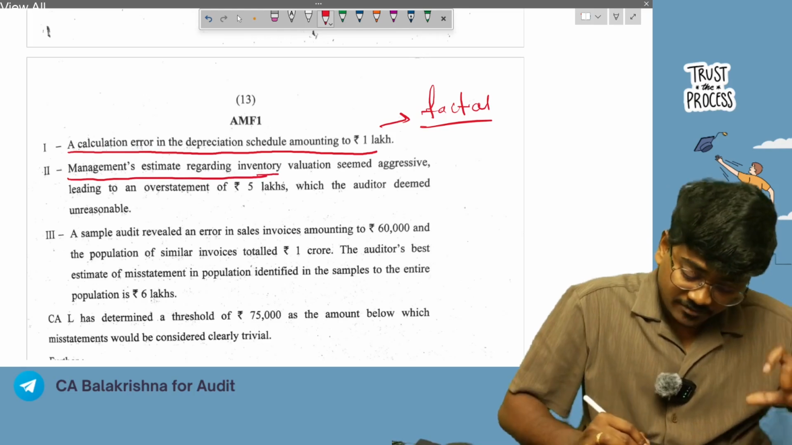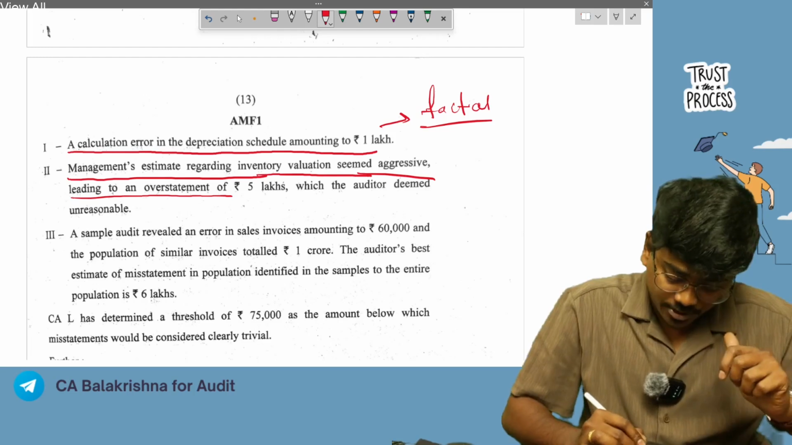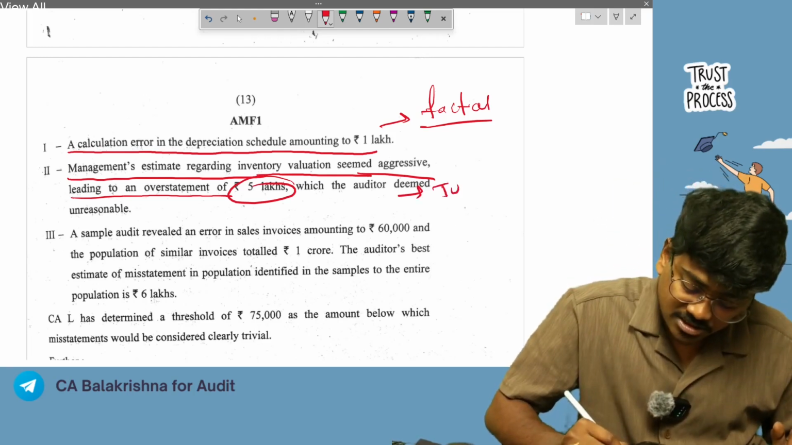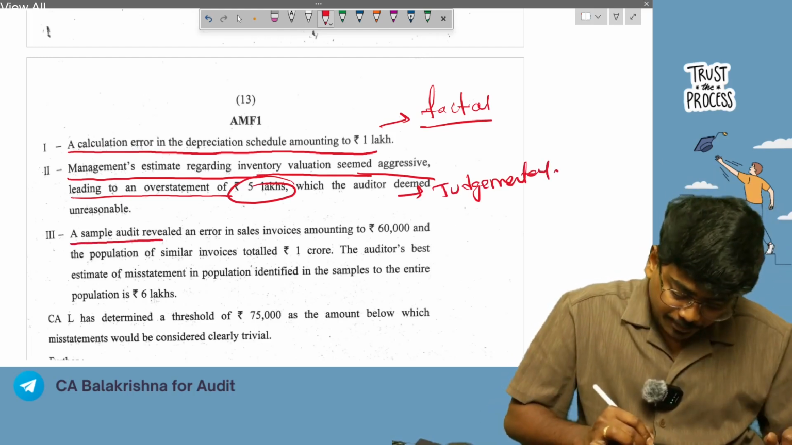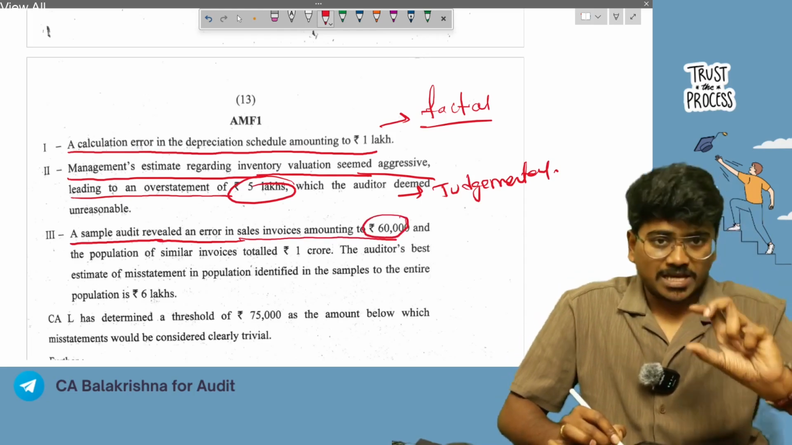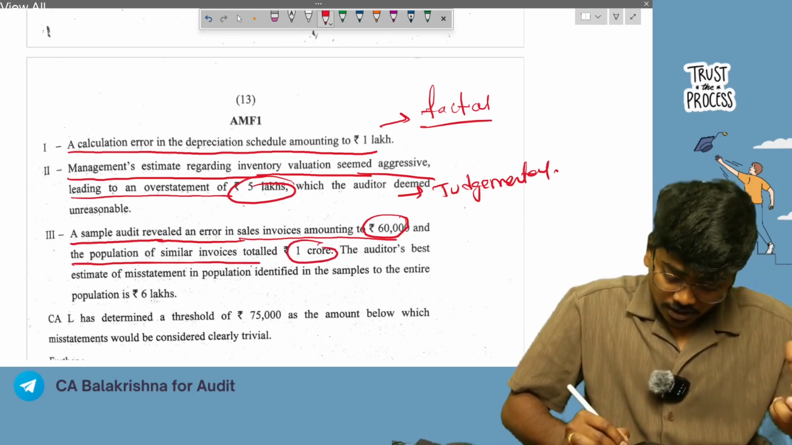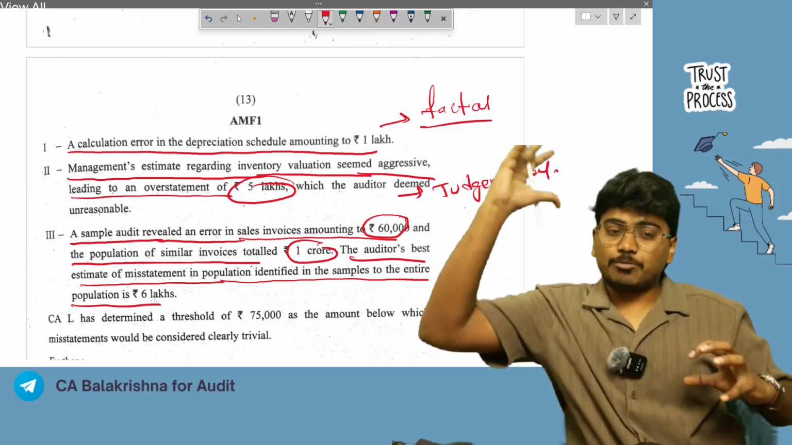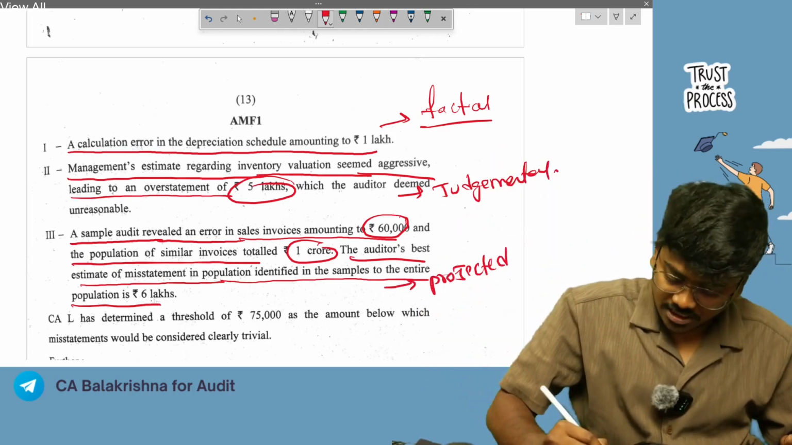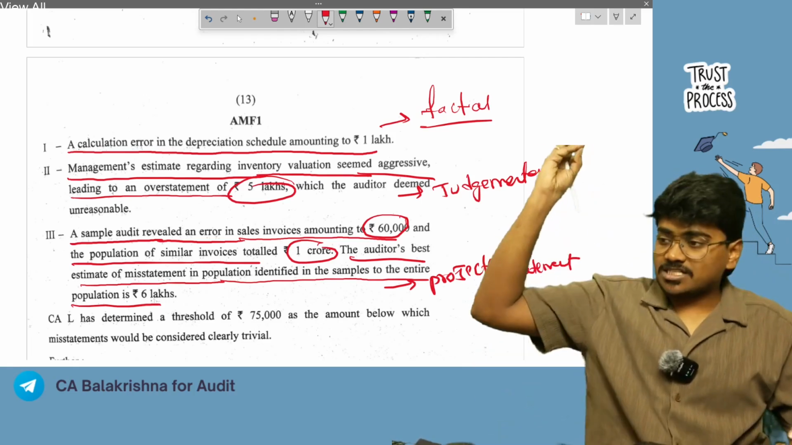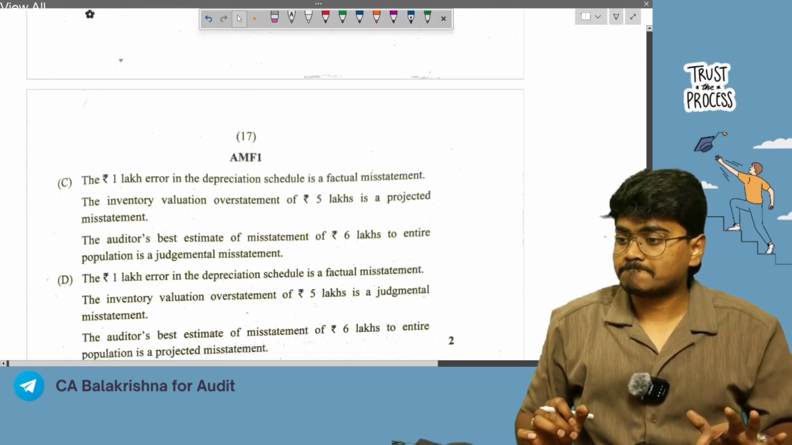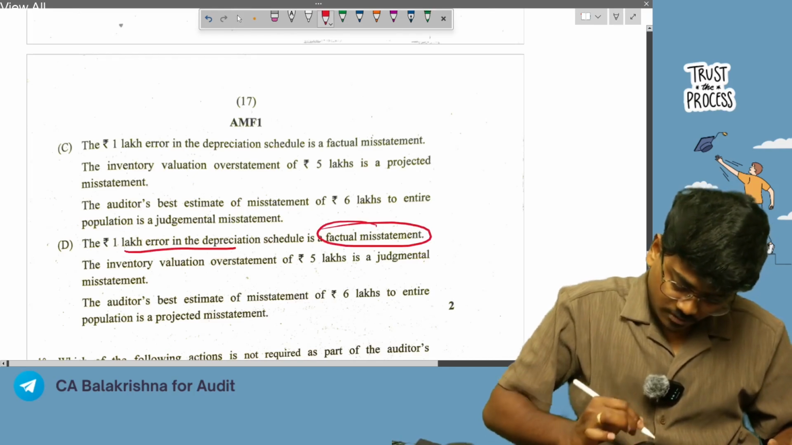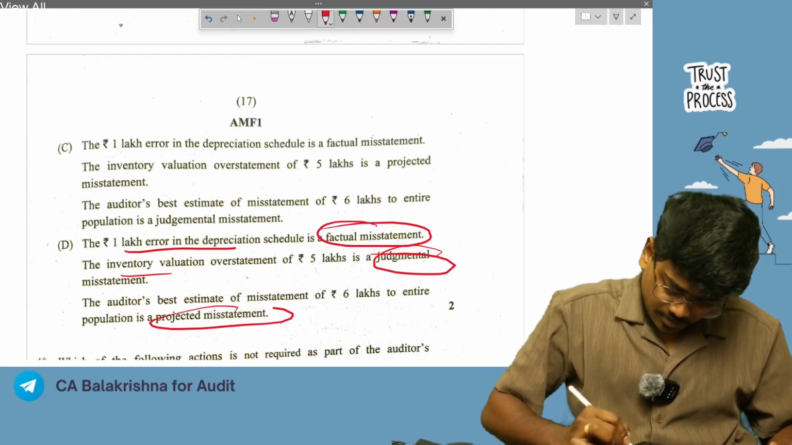Next, management's estimate regarding inventory valuation seemed aggressive, leading to overstatement of 5 lakh. Now valuation of inventory is a judgment made by the management, so here there is a misstatement in their judgment, so you can call it a judgmental misstatement, right? And a sample audit revealed an error in a sales invoice amounting to 60,000 in the sample, and the population of similar invoices totals 1 crore. The auditor's best estimate of misstatement in the population, projecting from the sample to the entire population, is 6 lakh. Here you have projected the misstatement in the sample to the entire population, so you will call it a projected misstatement, right? So first one is factual, judgmental, projected. Let us see the options. I'll straight away go to the correct answer. If you see option D, depreciation, factual misstatement, inventory, judgmental misstatement, and this is projected misstatement. So option D is correct.